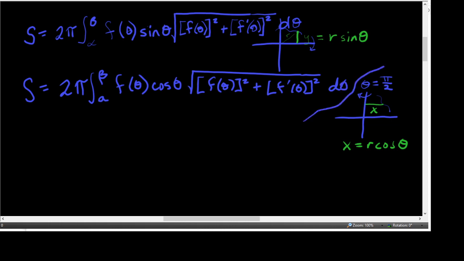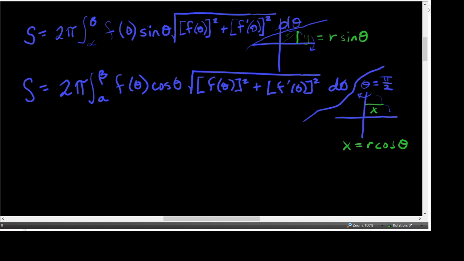Kind of try to separate that. So those are the two formulas. That depends on whether we're revolving about the polar axis or the line theta equals pi over 2, which you might think of as the y-axis.